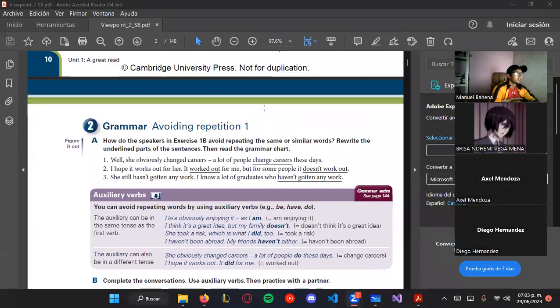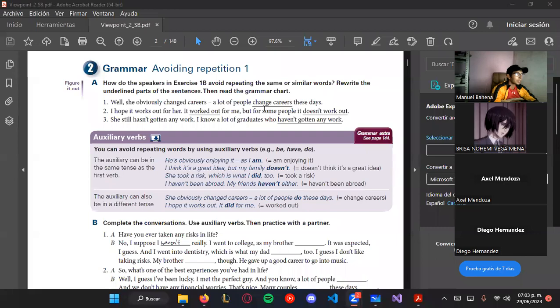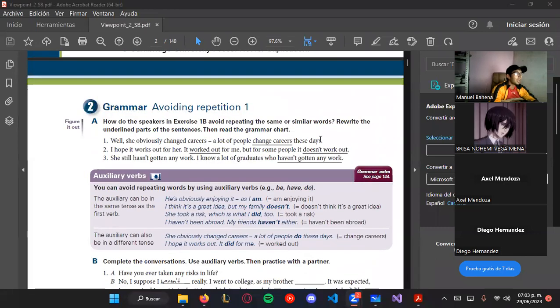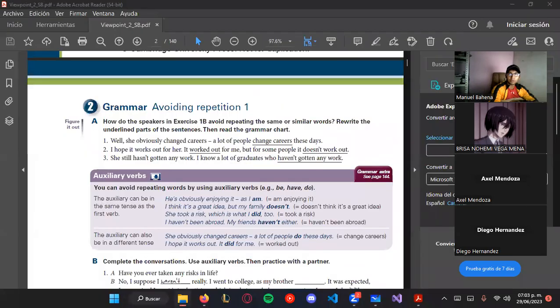And let's begin. So for example, here we have something which is very important. Okay, here we have something very important, which is a grammar part, which says avoiding repetition one. What do you think this means? ¿Qué significará esto? What do you think this means? Avoiding repetition.